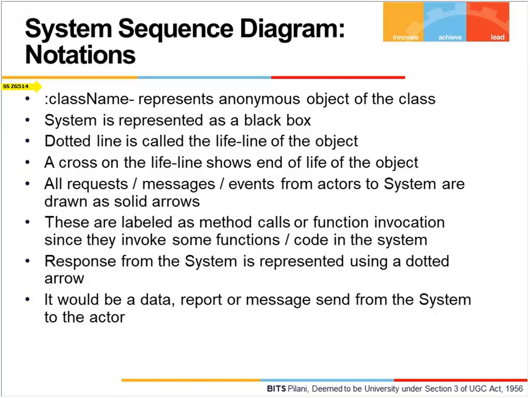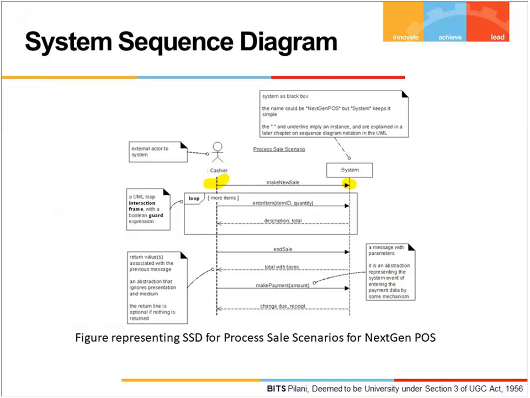So I'll just take you back. Here, if you see, it's written cashier. Maybe it's not visible, but there are two dots put before the cashier. So it shows an instance of the cashier, and here it shows an instance of the system, right?